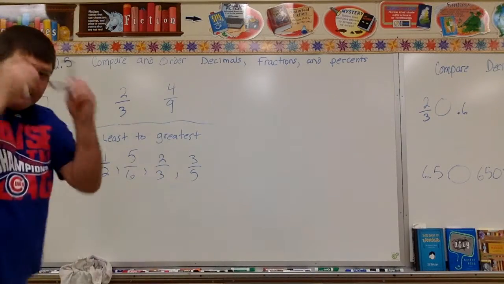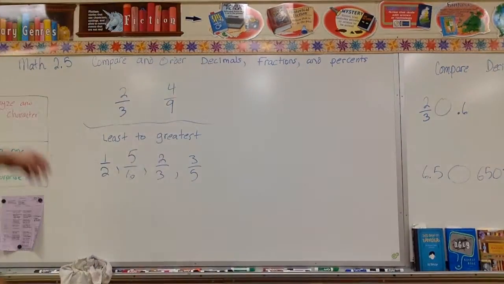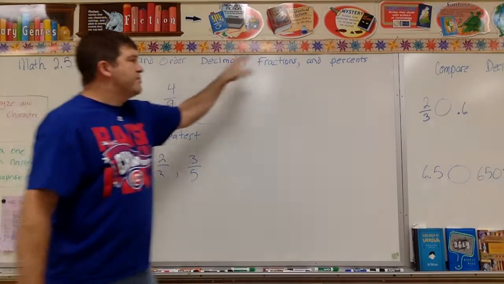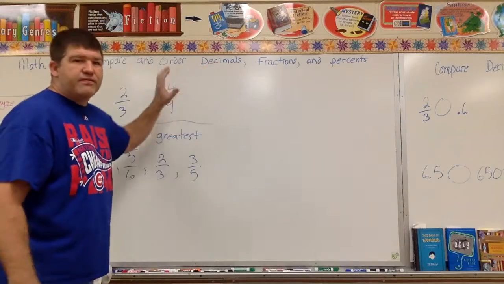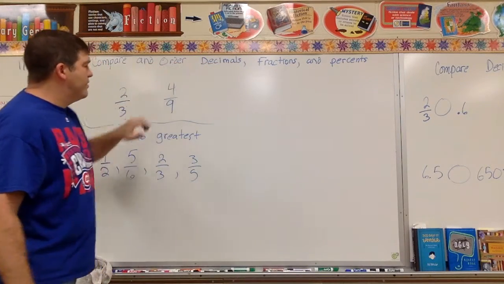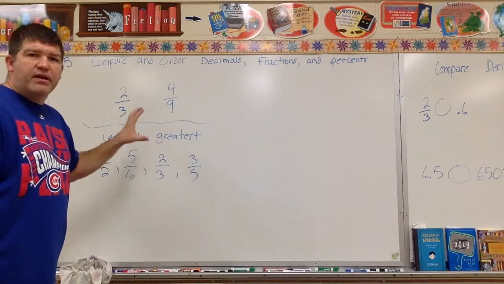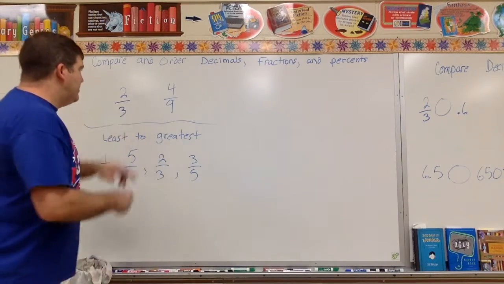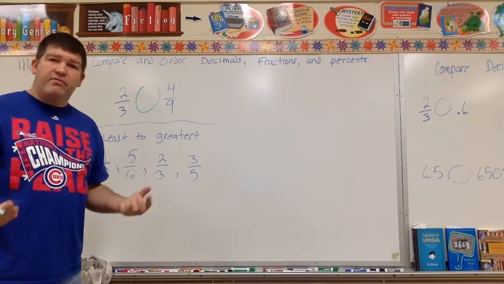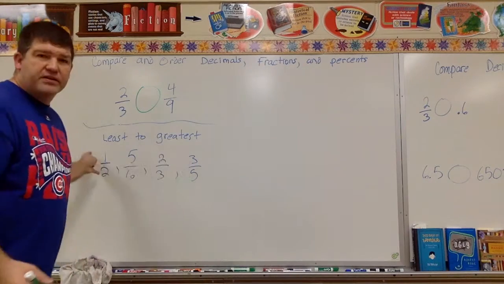All right, this is lesson 2.5, comparing and ordering decimals, fractions, and percents. So the first thing we're going to start with is ordering just fractions, comparing and ordering fractions. You need to know how to compare a couple fractions and order fractions, okay?